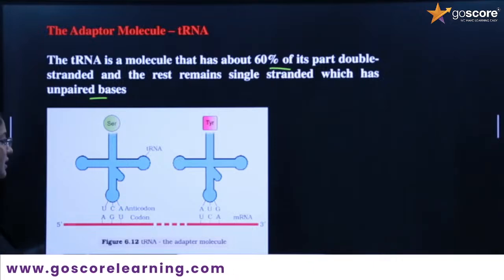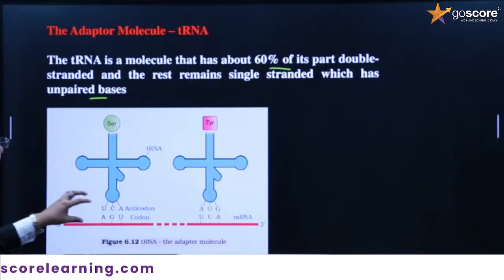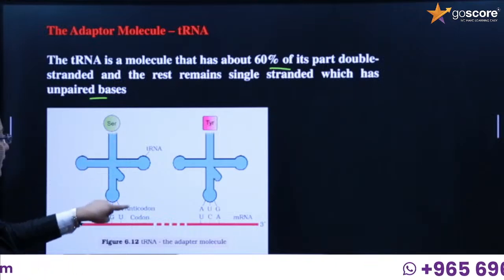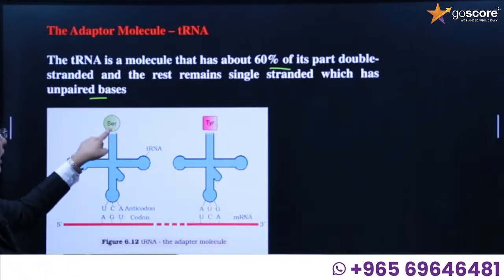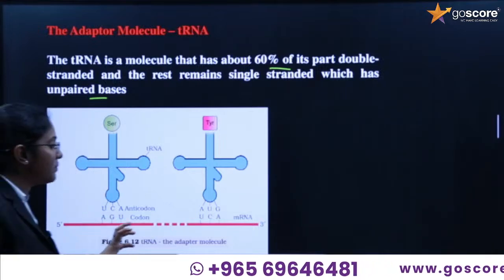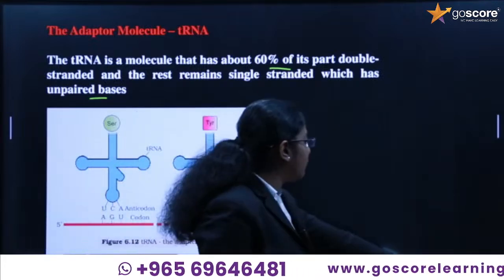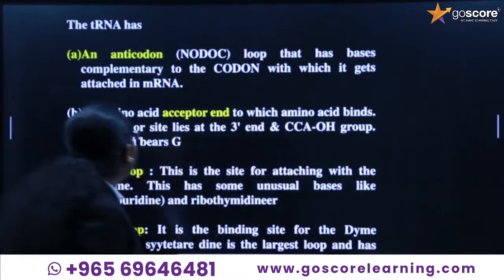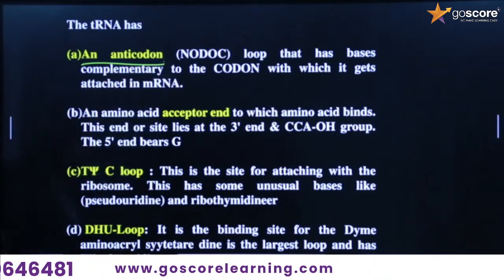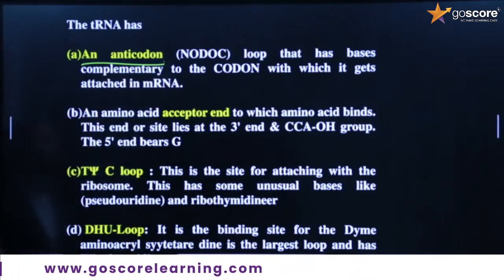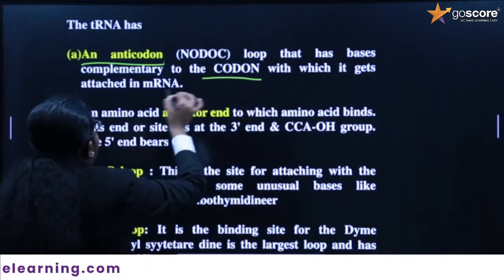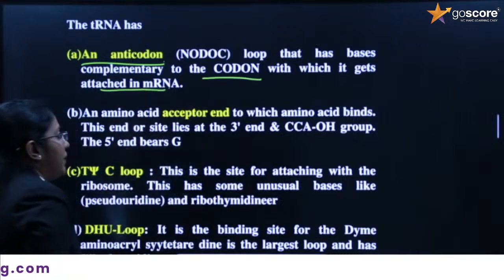It has different sites. Okay, there is an anticodon site. This tRNA is having an anticodon site and also an amino acid attachment site. Then we have the 5 prime and 3 prime sites. Let's see what are the different sites for tRNA. There is an anticodon site. There is an anticodon loop. For tRNA, what is there? There is an anticodon loop that has bases complementary to the codon, which it attaches to the mRNA.